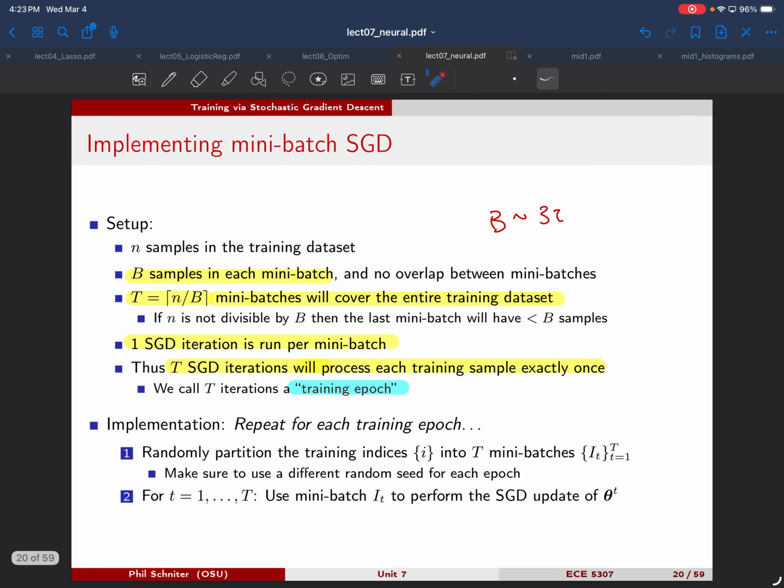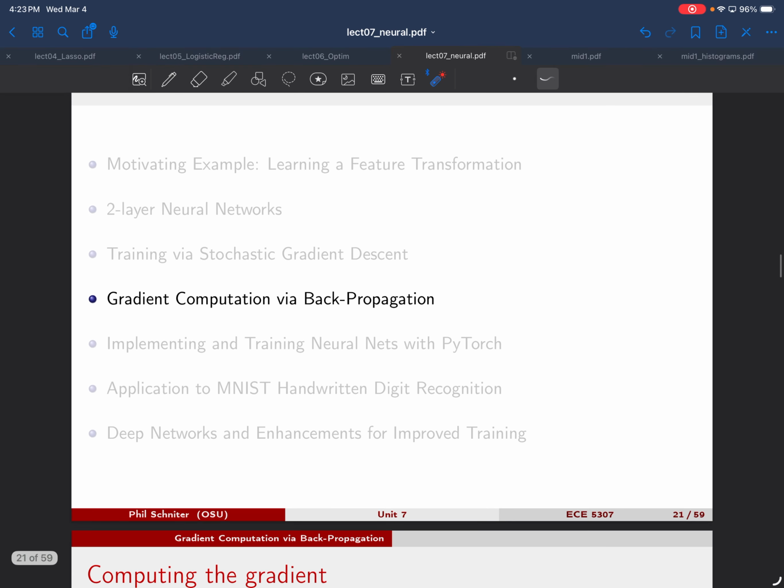Okay, so this is mini batch stochastic gradient descent. Is it clear how it's set up? Any questions? Okay. All right.